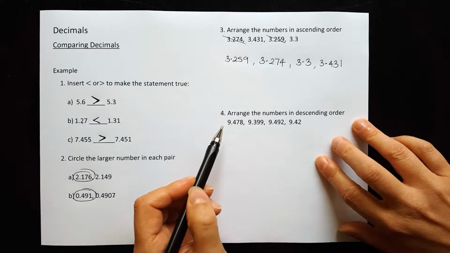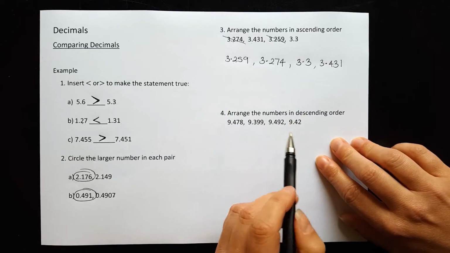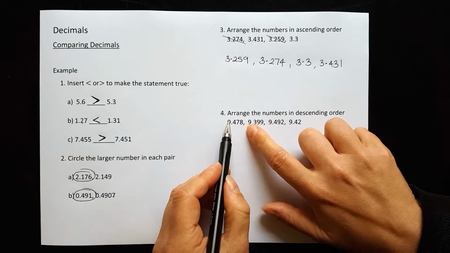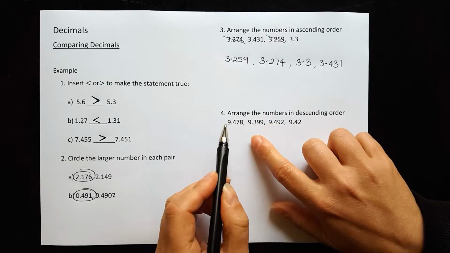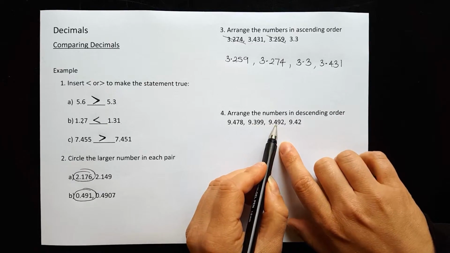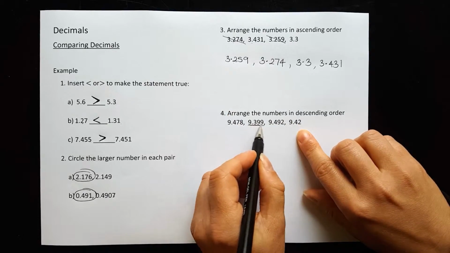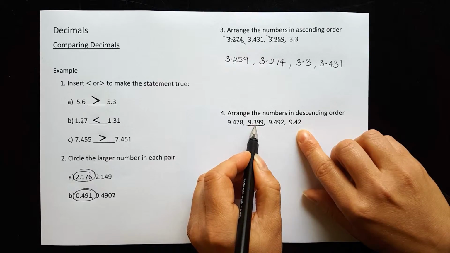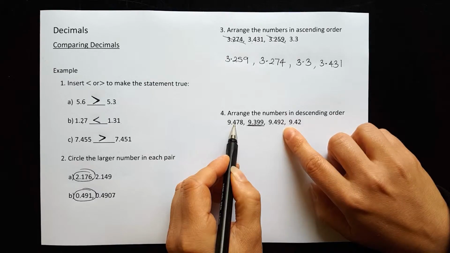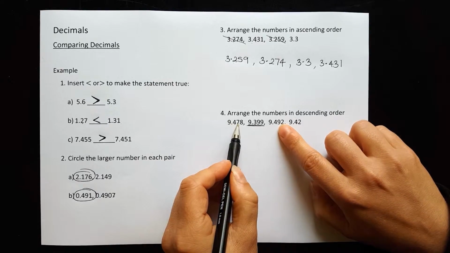Question 4, arrange the numbers in descending order. So that means from the biggest number all the way down to the smallest number. So let's look at these again. They're all 9 point something. We have 9.4, 9.3, 9.4, 9.4. Okay, so this one's definitely going to be the smallest because it's got a 0.3. These ones with 0.4s are all just that little bit bigger. We're going to have to look at the hundredths number in each one.